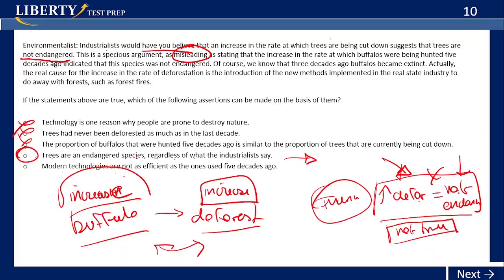Letter E. Modern technologies are not as efficient as the ones used 5 decades ago. Again, we don't have historical data for the efficiency of technology. We assume that, of course, right now the technology is better, but that's an assumption. That's something that we are using with our external information. If we don't add any information, there is no way for us to know letter E, so that's out. And there you have your answer, letter D. So this one's actually a hardish type of question. It's kind of hard. So that's how you solve these inferences.